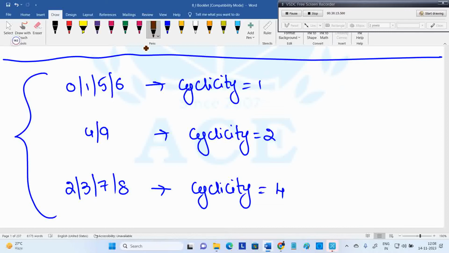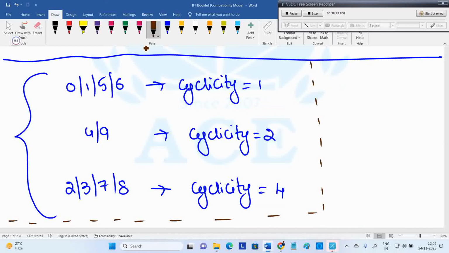If you understand what we have discussed so far, that methodology will save some time in your exam. No, sir, I am not able to identify or remember. This is like bahading for us. I am not able to remember that 2, 3, 7, 8 have cyclicity 4, or 0, 1, 5, 6 have cyclicity 1. I am not able to know which has cyclicity 1 and which has cyclicity 2. I am not able to remember that in the exam.